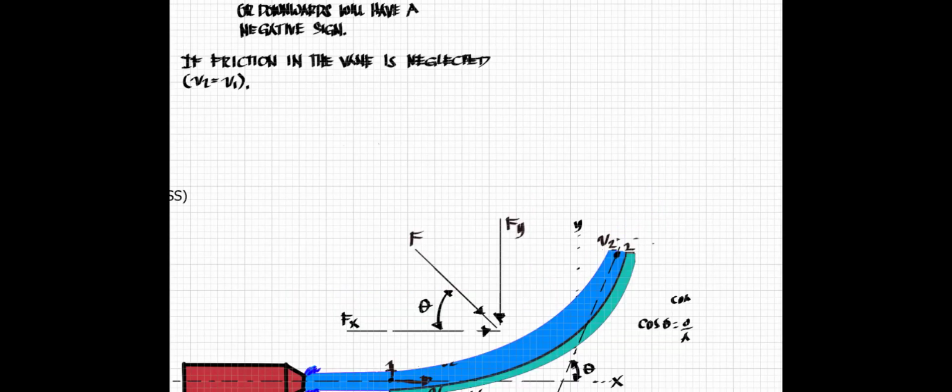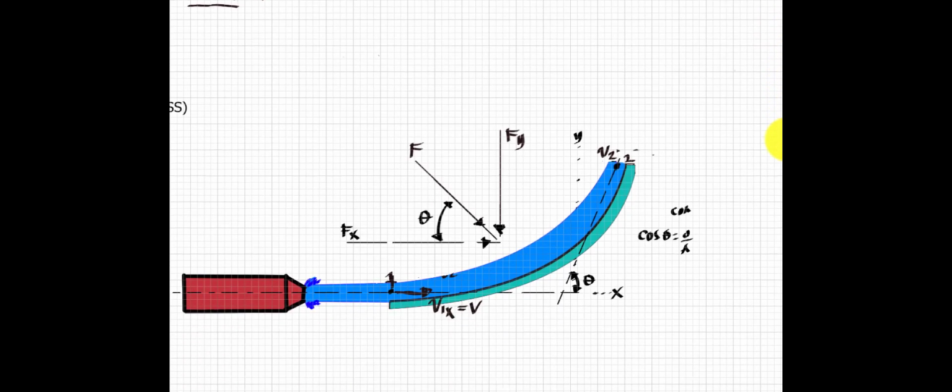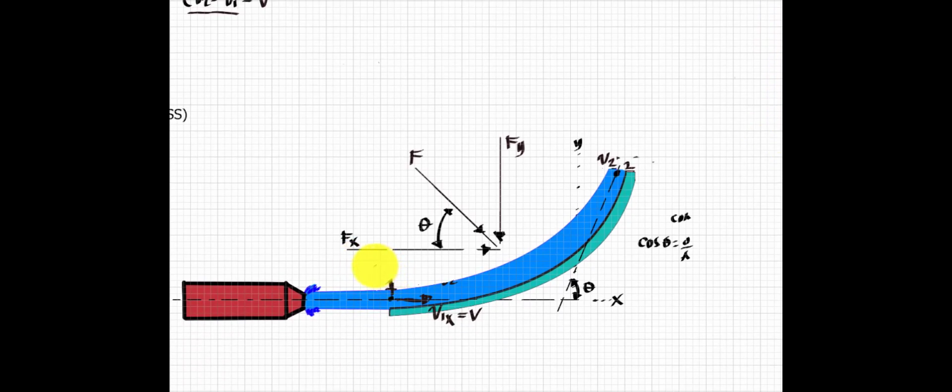Okay, so if the friction in the vane is neglected, like this one, we have V sub 1 equal to V sub 2, which is also equal to your velocity V. So what we have here is the velocity at point 1, then the velocity at point 2. Velocity at point 1 will be equal to V.